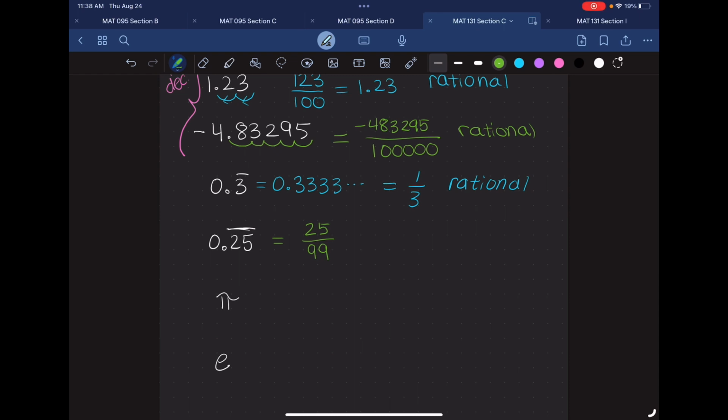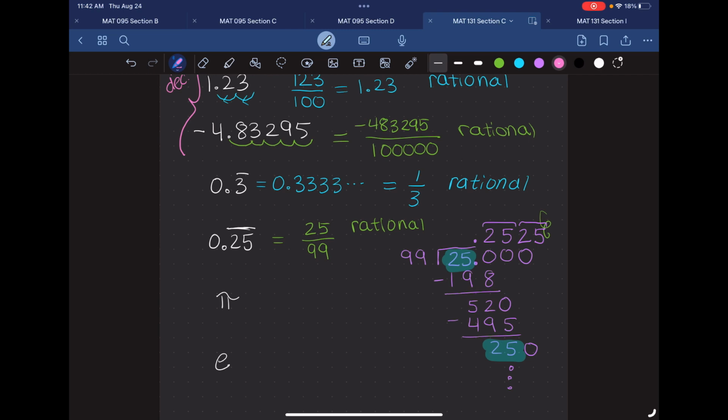And we can see this trend when we do this division as a long division. And I want you to notice the trend that when we have a repeating decimal, we end up getting that it is rational. And we're going to use this trick with the 9s every time in some way, shape, or form.